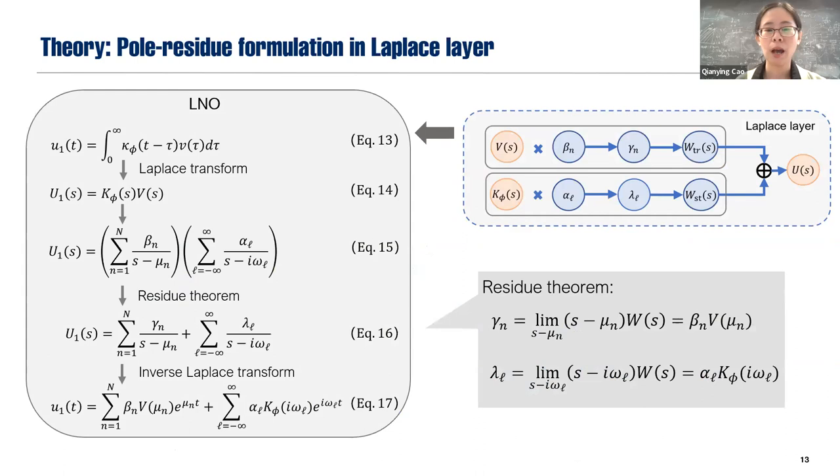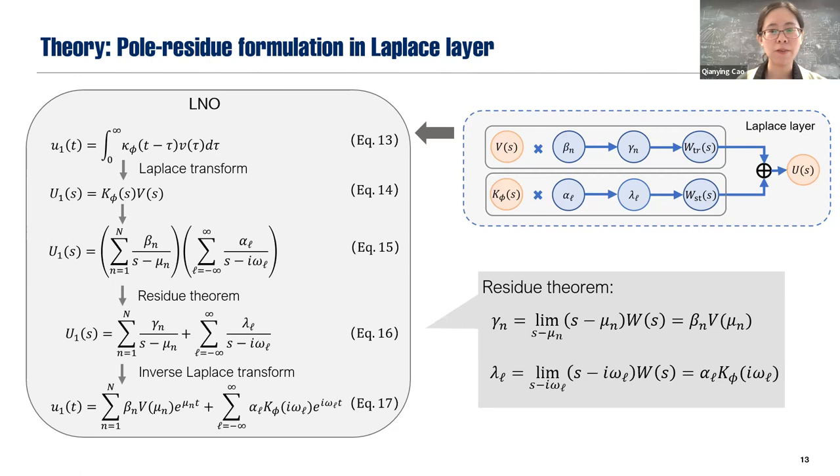Our derivation begins from equation 13. By performing the Laplace transform, the convolution integral in equation 13 becomes the product between Kφ(s) and V(s). By using decomposition techniques, the kernel Kφ(s) and the input V(s) can be reconstructed into their pole-residue form. Writing equation 15 into the pole-residue form, the output residues corresponding to the system poles mu and the input poles iω are calculated by the residue theorem.